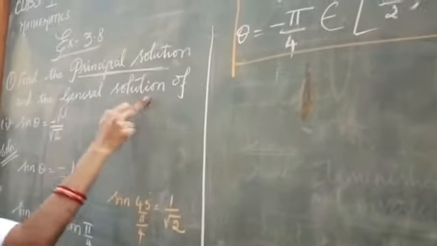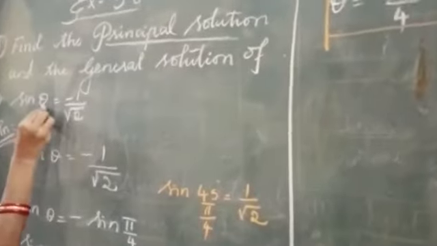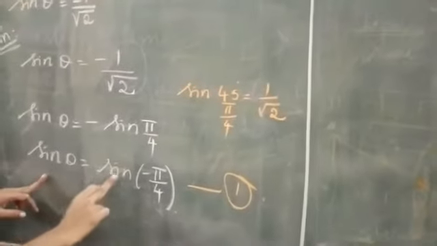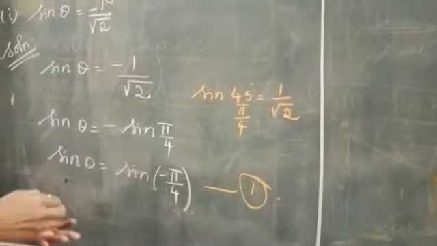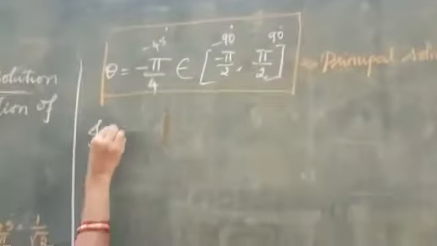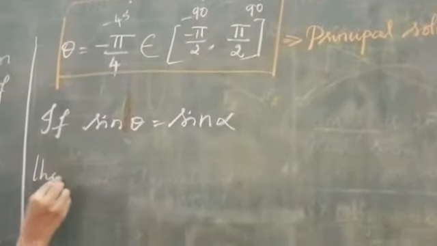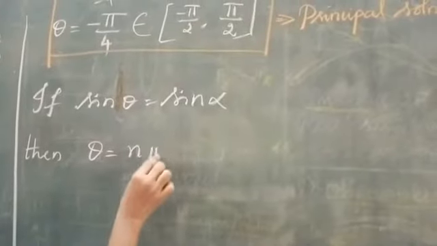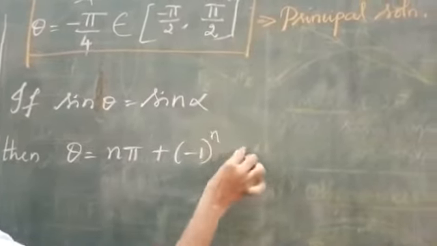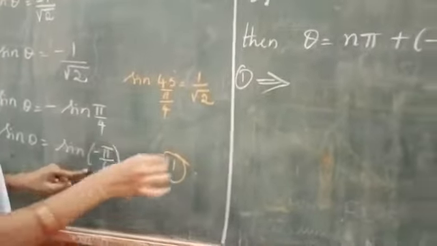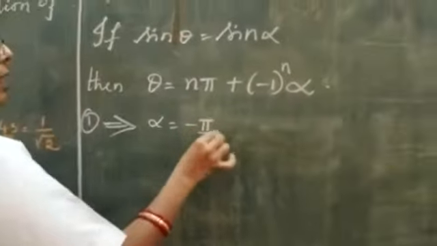And next we are going to find the general solution. We have a formula. This is in terms of sin theta. Here in equation 1, we have got sin theta is equal to sin of minus pi by 4. We know that in general solution, if sin theta is equal to sin alpha, then theta is equal to n pi plus minus 1 the whole power n into alpha. From equation 1, in the place of alpha, we have minus pi by 4. So alpha is equal to minus pi by 4.